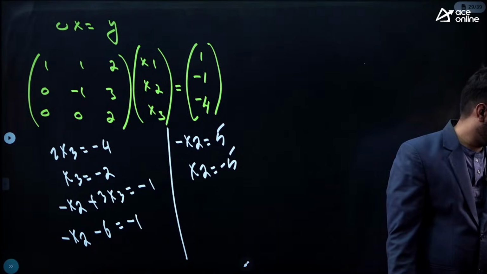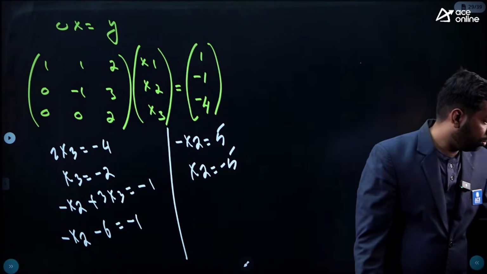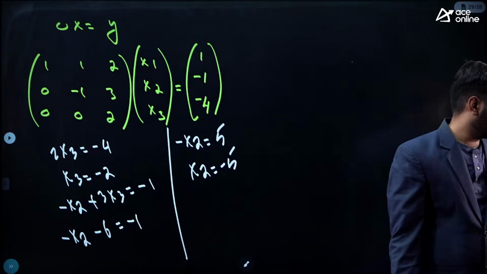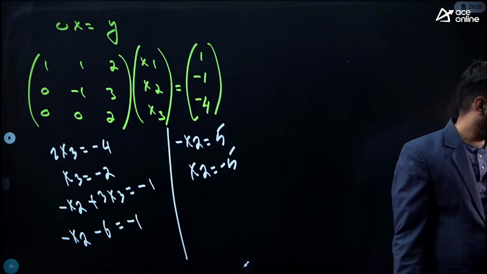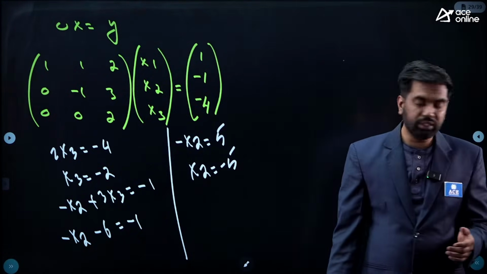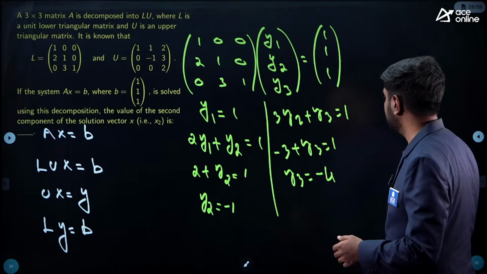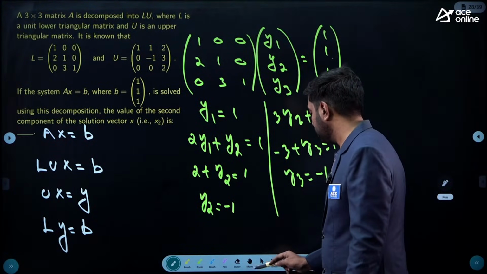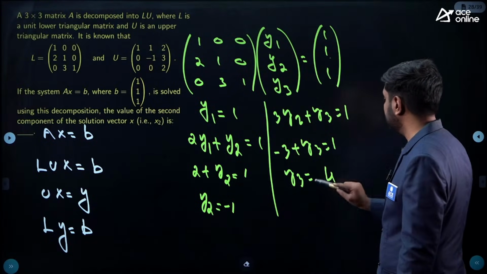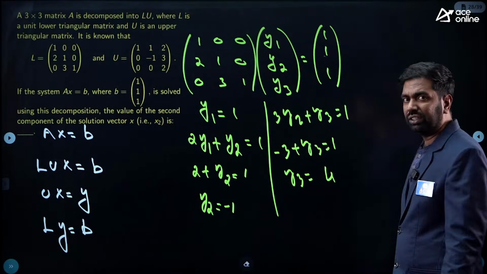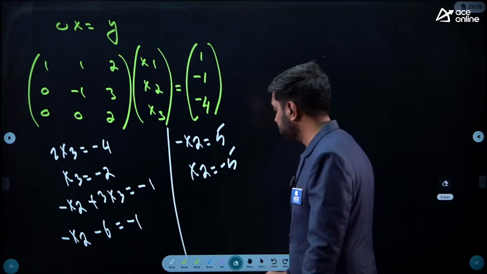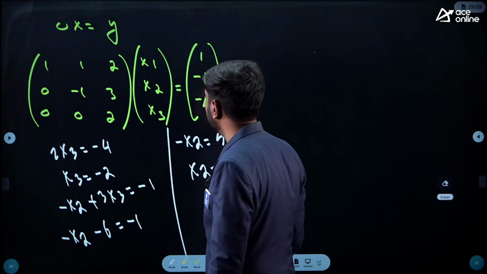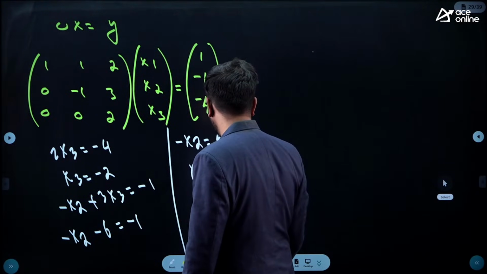Vishnu says y3 should be 4. Can you properly write what is the issue, Vishnu? Vishnu says y3 must be plus 4, it seems. Is it? Yes, y3 should be plus 4, Vishnu, you are right. So there is a mistake from my side. If this is plus 4, then all these calculations will change.